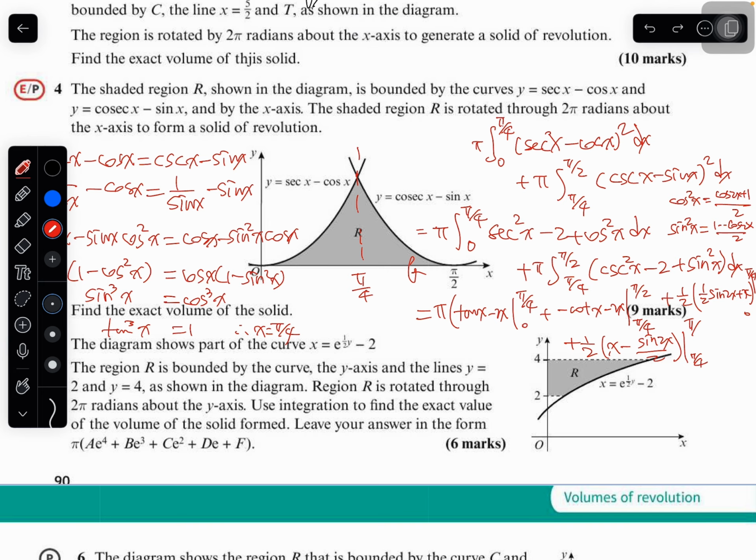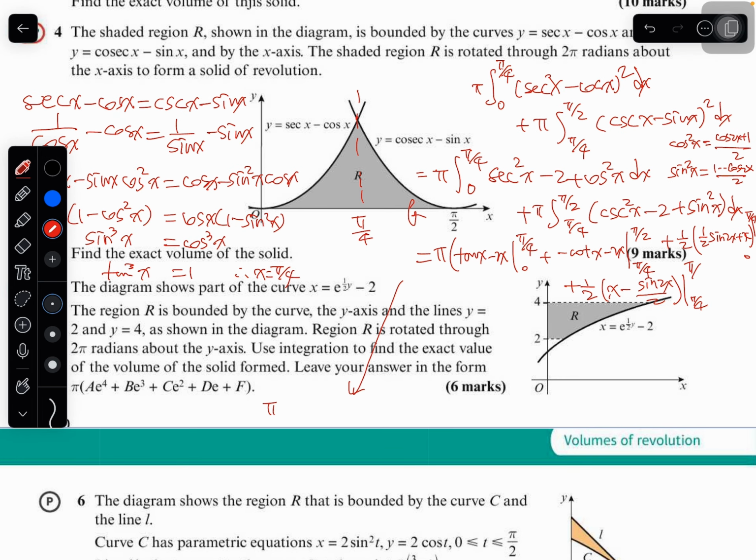Shall I continue? Okay. So pi times (1 minus pi over 2) minus (0 minus 0), minus pi times (1 minus pi over 2), plus 1 over 2 times (sine pi over 2 plus pi over 4 minus 0), plus 1 over 2 times (pi over 2 minus 0 minus pi over 4) minus 1 over 2.